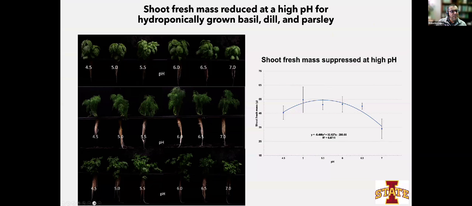So here we're looking at basil, dill, and parsley, and looking at the crop responses to a wide range of pHs, anywhere from 4.5 all the way up to 7. And as we can see here with parsley, as that pH increases above 6, we actually start to see that our fresh mass decreases significantly. So again, this work is going to be quite useful for herb growers that produce fresh cut product.